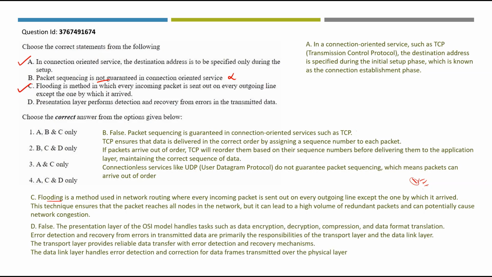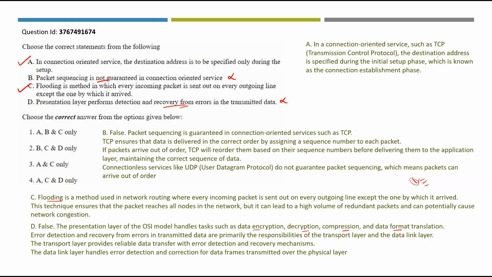Presentation layer performs detection and recovery from errors in the transmitted data. This is false. Presentation layer is available in the OSI reference model. This handles tasks such as data encryption, decryption, compression and data format translation. We know this layer is not performing this task. D is definitely wrong. Error detection and recovery from errors in transmitted data are primarily the responsibilities of the transport layer and the data link layer.